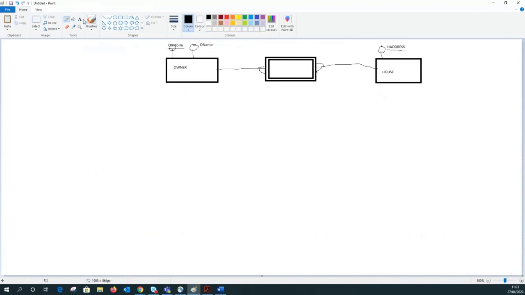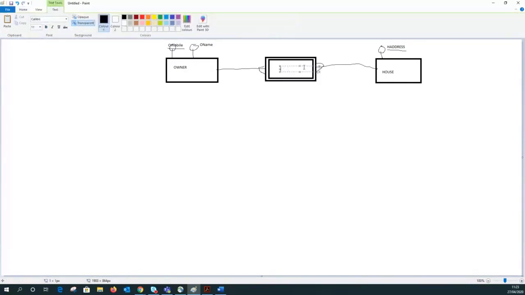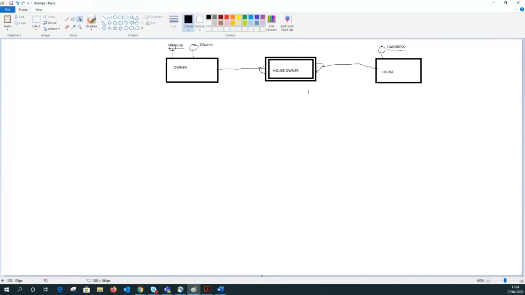So what actually are we going to record in this weak entity? What are we going to recognize? This is where we record who owns which houses, isn't it? So this is actually the house owner, right? This records who owns which houses, right? So what would be the primary key for the house owner weak entity?